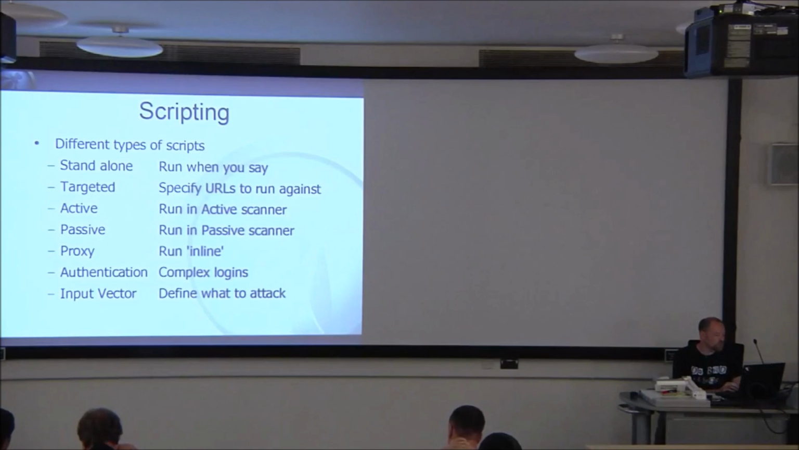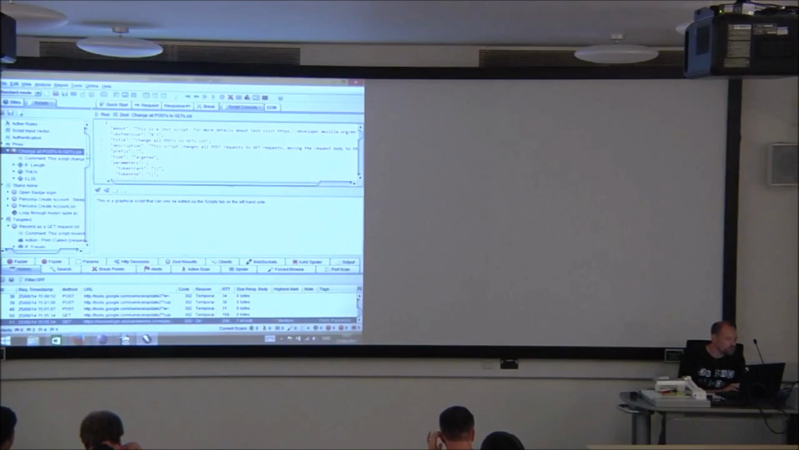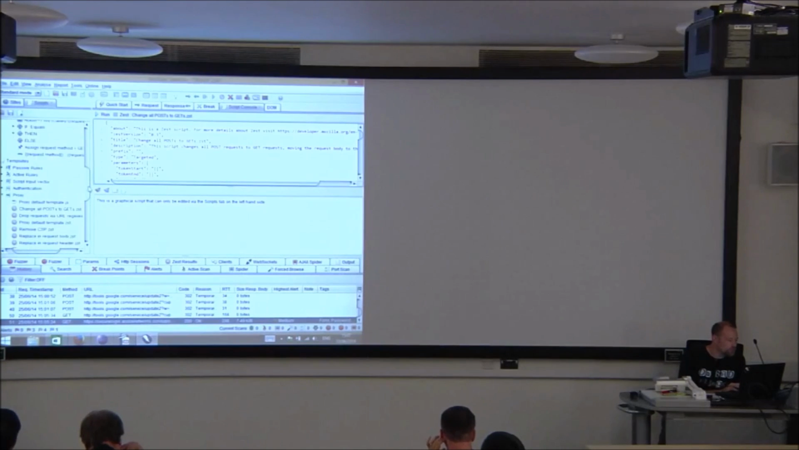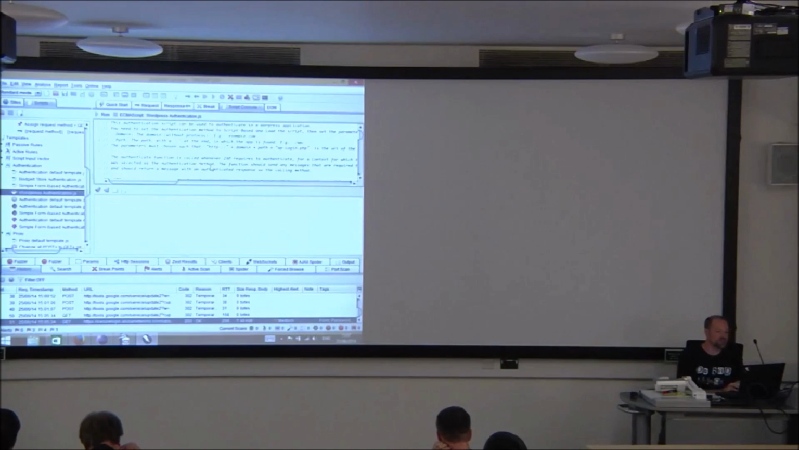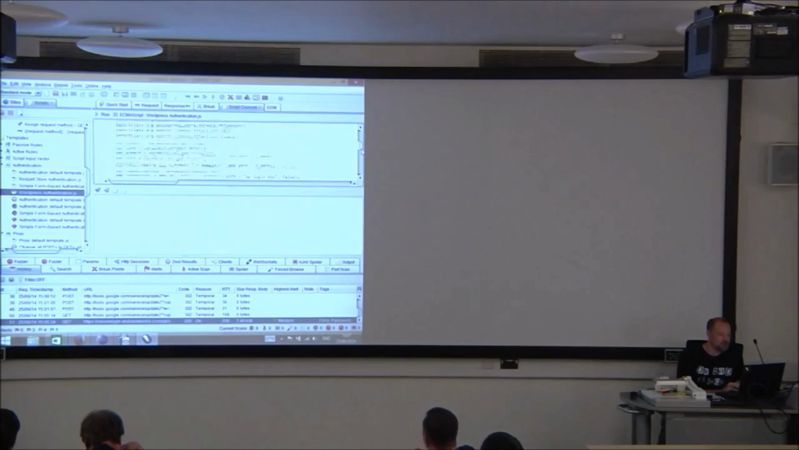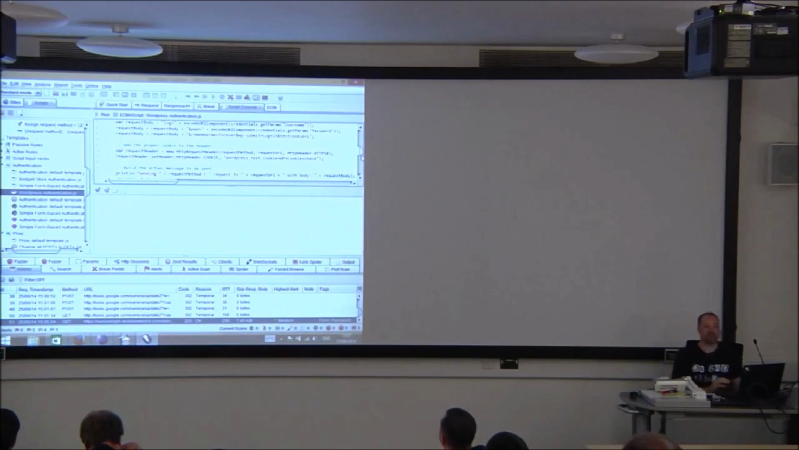But we also have things called authentication scripts. ZAP understands form-based authentication, those simple things, but there are often cases where you have really complex authentication, or even just not particularly trivial. We have one option here for WordPress authentication. This handles WordPress, because apparently it's non-trivial. I didn't write this one, luckily someone else did.